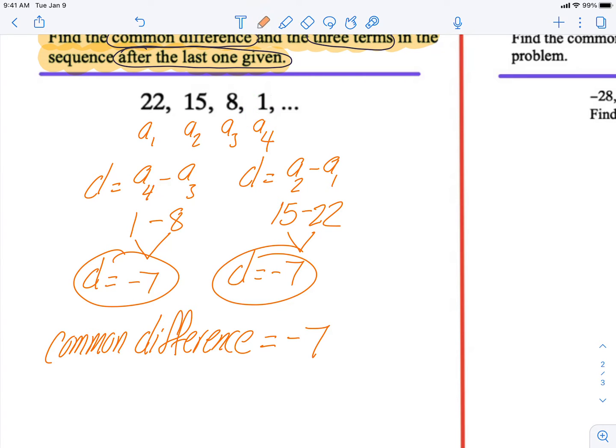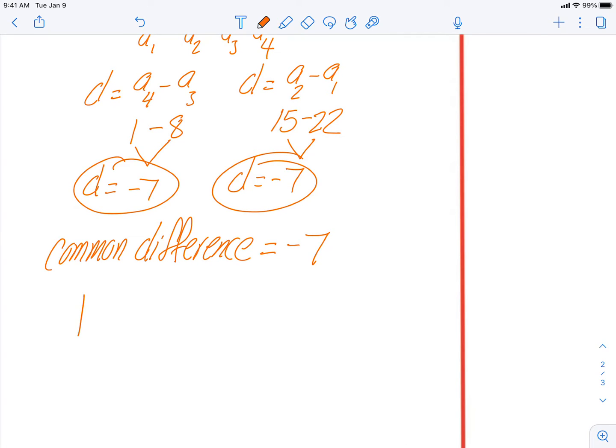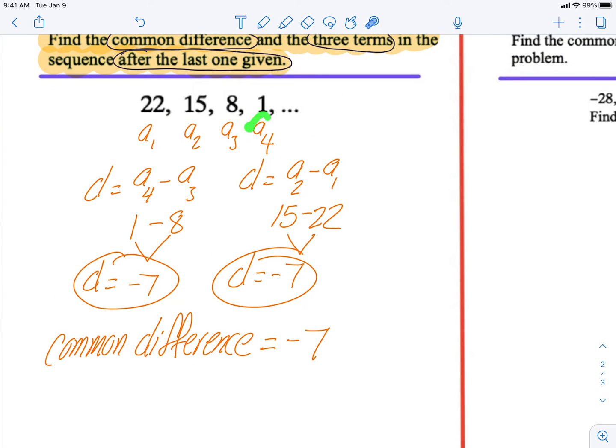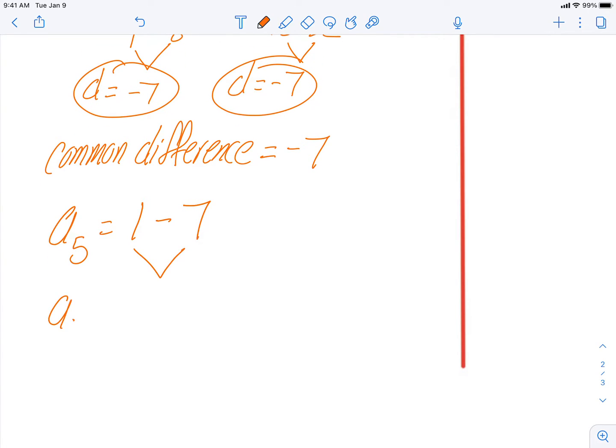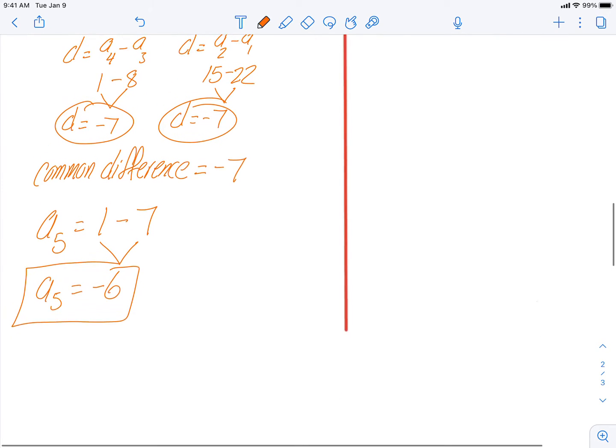So I'm going to take 1 and I'm going to subtract 7. 1 minus 7. And that gives me, hold on, go back. So this is the 4th term. I'm going to find the 5th term. A5 is 1 minus 7. Right? The common difference is -7. Well, 1 minus 7 are different signs. So I subtract, 7 minus 1 is 6, -6. There you go. Look at that. That's A5, -6. Right? A5.